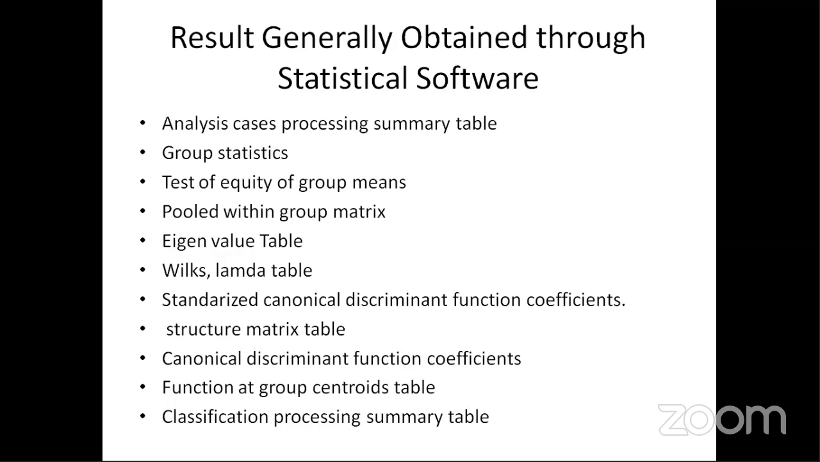Again, here we'll estimate the eigenvalue table. What does it tell? As I discussed, the eigenvalue will explain the power. Suppose you have two groups, we'll have one function and one eigenvalue. If you have three groups, we'll get two functions and two eigenvalues. That means if there are n groups in the dependent variable, we'll get n minus one functions and n minus one eigenvalues. The next table will be the Wilks' lambda table. As I told you, Wilks' lambda will be estimated for both the discriminant function and the independent variables.